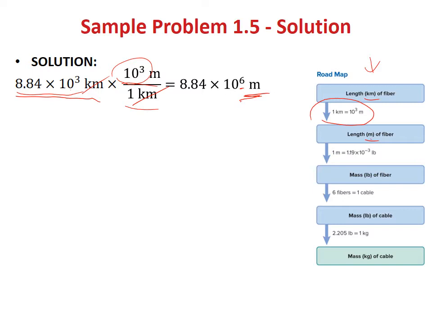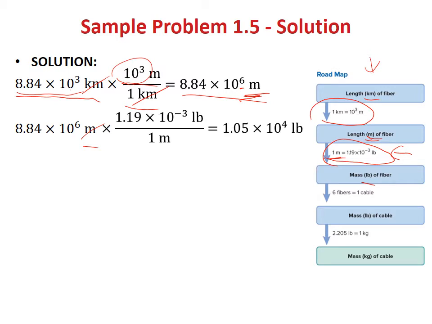So next, meter to pound. So this is the conversion factor. We start with the length in meter, which comes from here, and we write the conversion factor because we want to cancel meter. So 1 meter should be the denominator, and the numerator is 1.19 times 10 to the negative third power pounds. And so meter cancels, giving you pound. And then the numbers multiplied should give you 1.05 times 10 to the fourth power pound.